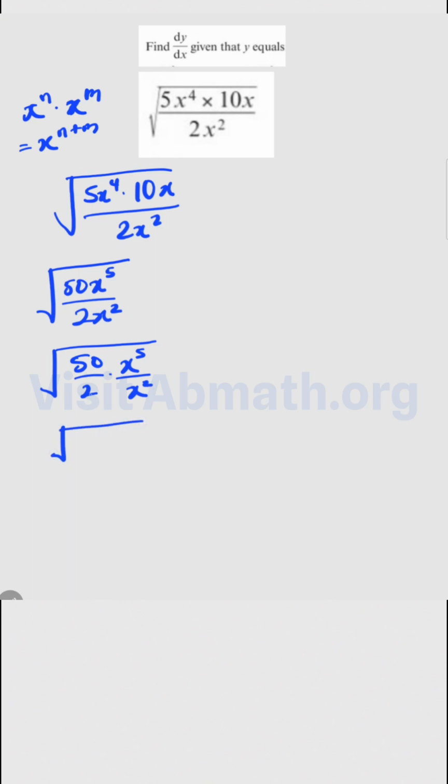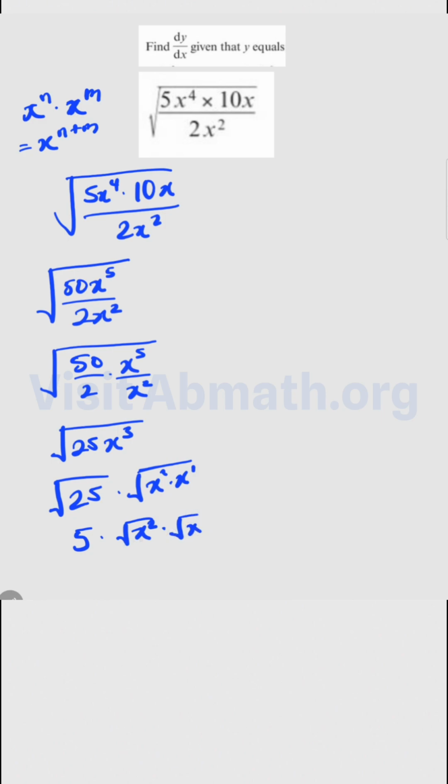So 50 divided by 2 will give you 25. x power 5 divided by x power 2 is going to give you x power 3, because they subtract each other. From here we can separate this to be 25 multiplied by x squared multiplied by x power 1, so that is also 3. Square root of 25 is going to give you 5. Now the square root of x squared, let me write it so you can see, is going to give you x, because the square root will cancel the squared.